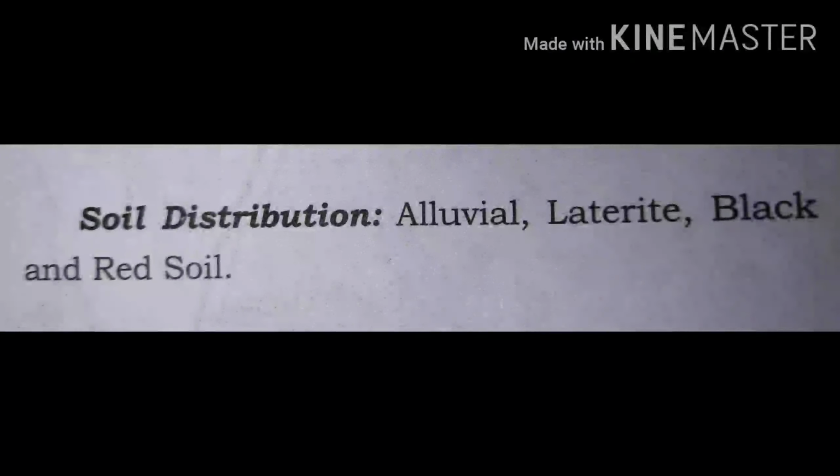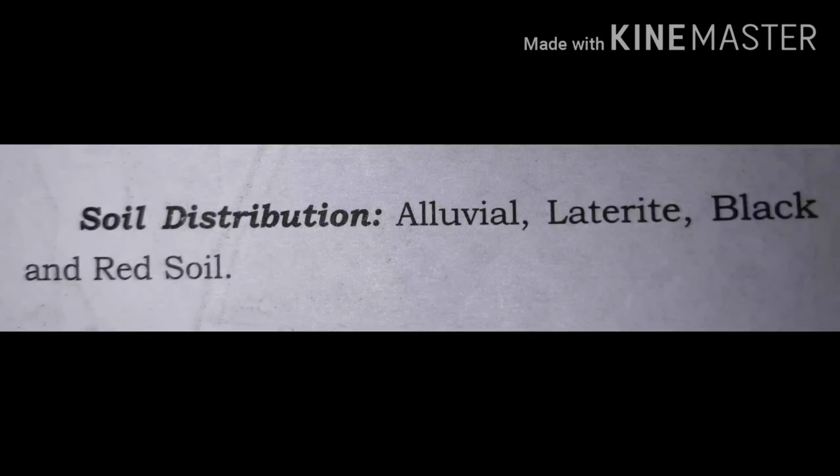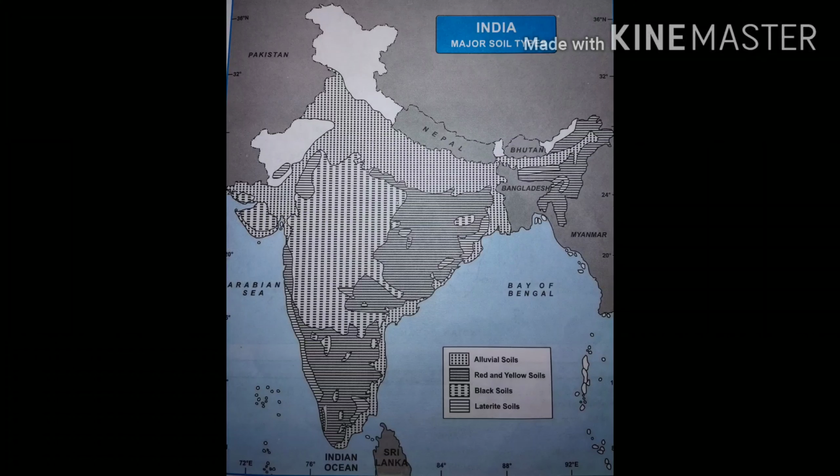Now we will see soil distribution in India, and you have to mark only four types of soils. They are alluvial soil, laterite soil, black soil and red soil. Now we will see the map. In the map you can see that first we will see alluvial soil.